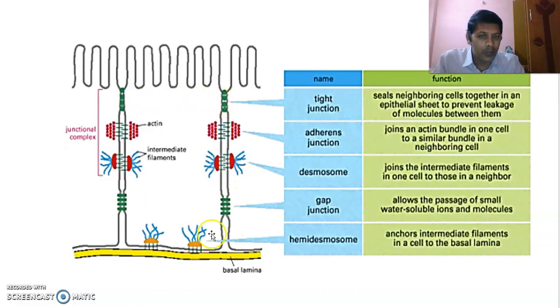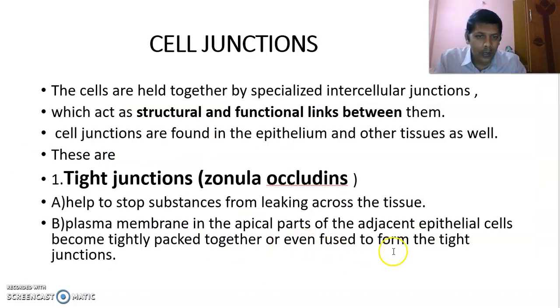This is the basal part, you can see the basal lamina here, and this is the apical part. The plasma membranes of the apical parts of adjacent epithelial cells become tightly packed together, or even fused, to form tight junctions. That's about tight junctions.